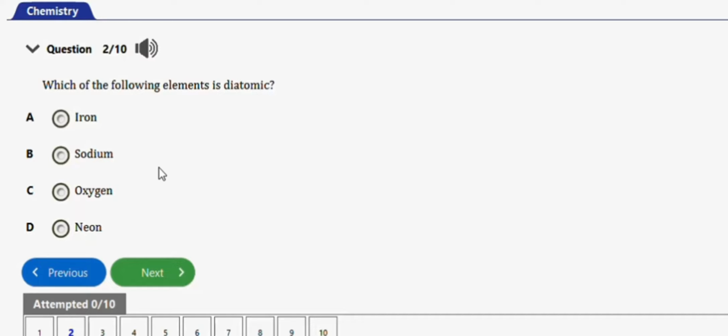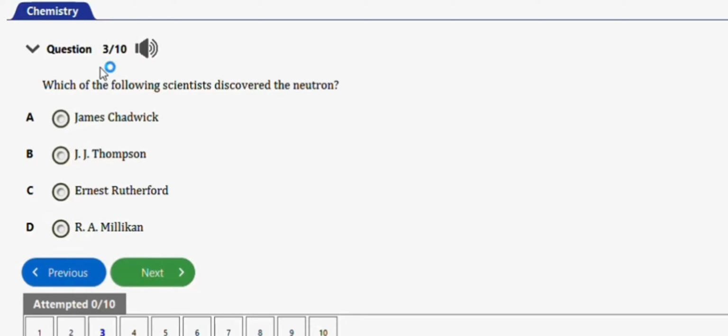Another example of an element that can exist as diatomic is hydrogen. We have hydrogen gas, we also have nitrogen gas, etc. Okay, so I think chlorine can also exist as diatomic, chlorine gas. So the next question will be this one.